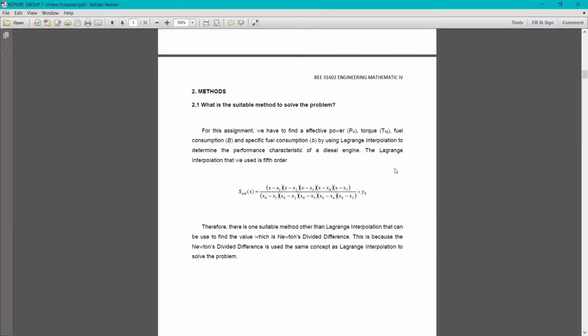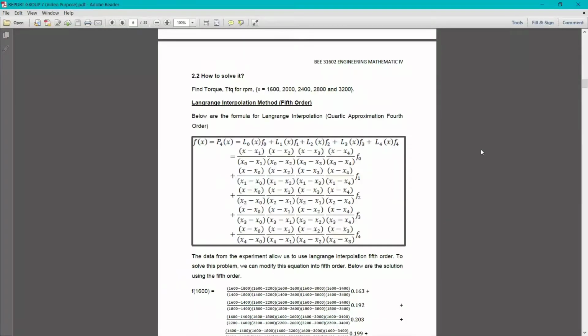Today I would like to explain the method that we use to solve this problem, and how to solve it using the Lagrange interpolation method. So for this part 2 of the report, methods 2.1, what is the suitable method to solve the problem? Actually there are many methods that we can use, but here we're going to use two methods, which are the Lagrange interpolation method and the Newton divided difference method. So here is how we solve finding torque for 1600 rpm using the Lagrange interpolation method.